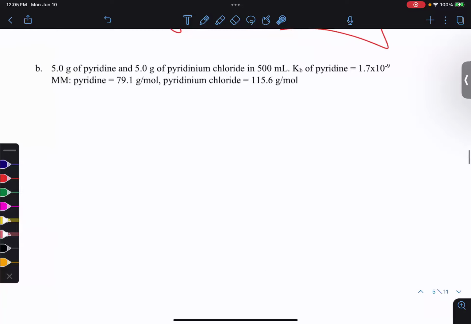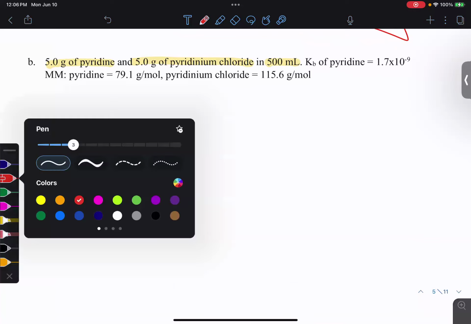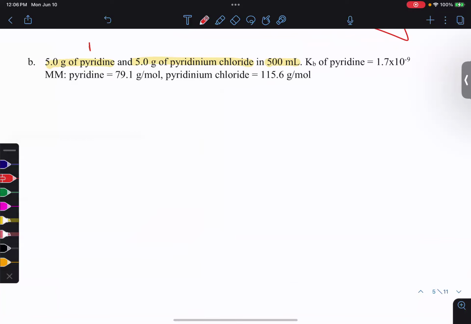All right, next one. We are mixing pyridine and pyridinium chloride in 500 milliliters. So pyridine is a base. How do I know? I give you the Kb of pyridine. So if pyridine is a base, what is pyridinium chloride? It's its conjugate, yeah. So pyridinium chloride, chloride is Cl minus. So I have an HB plus thing over here. So that is a base and its conjugate acid directly.